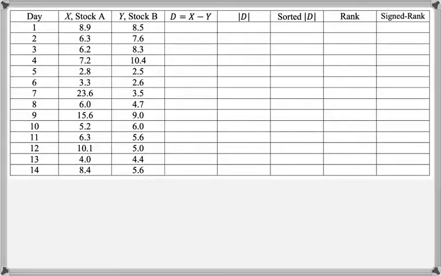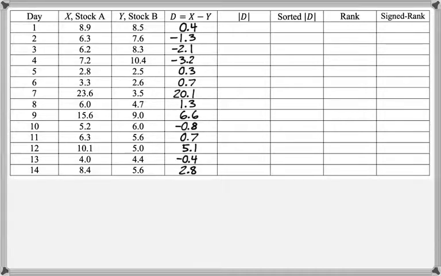First, we have to calculate the differences, so we take x minus y, and we get 0.4, negative 1.3, negative 2.1, negative 3.2, 0.3, 0.7, 20.1, 1.3, 6.6, negative 0.8, 0.7, 5.1, negative 0.4, and 2.8. Then we take the absolute value, so this will remove any negative signs.